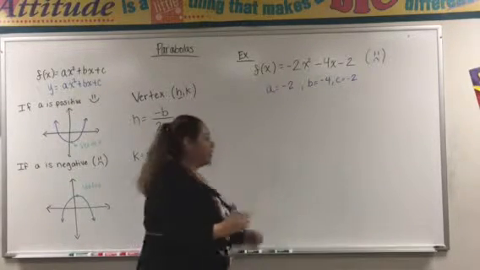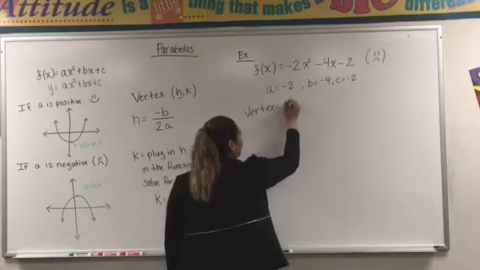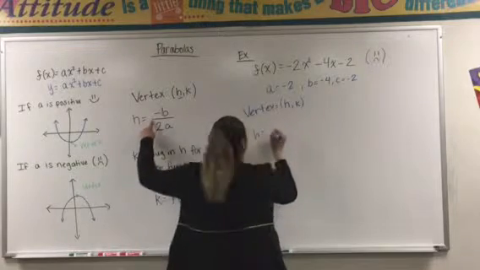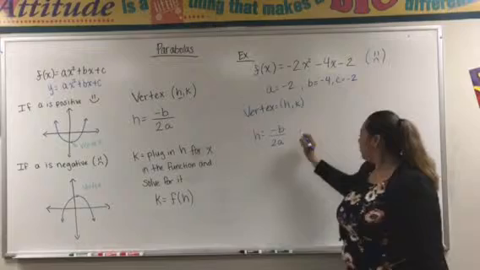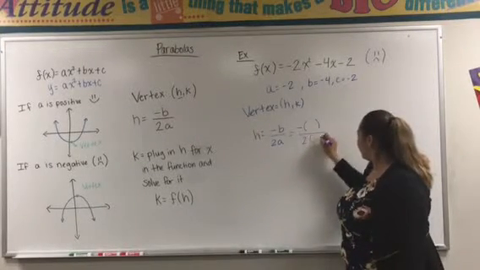Then we have to find the vertex. So the vertex, we said, is (h, k). H is equal to negative b over 2a. Rewrite this formula, then rewrite it again, but instead of the letters, put parentheses.